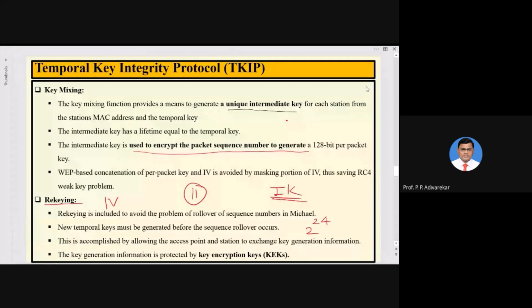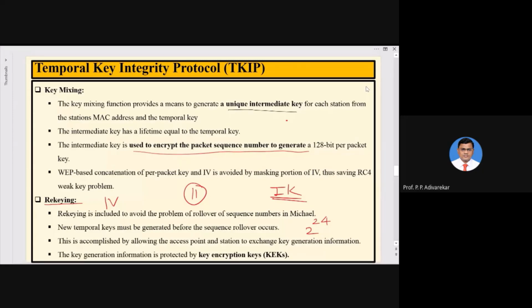That's what we have seen till now. The temporary keys are also required, and we have seen the encryption key. These are the three different keys that we have seen till now.